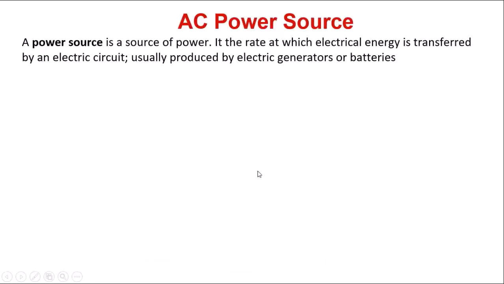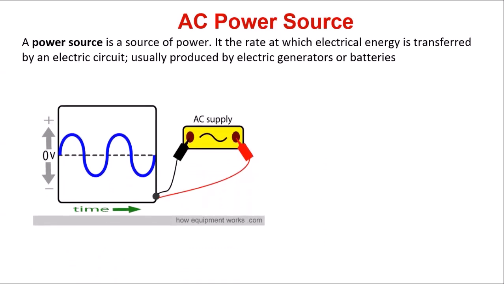Now the AC power source. We need to give power to every electronic or electrical instrument so that it can work. We know that there are two types of power available. One is AC power, another is DC power. We can convert the AC power to DC power. We need to use some power sources. A power source is a source from which you can apply electrical energy to any particular device.